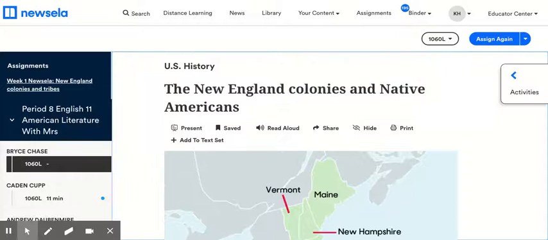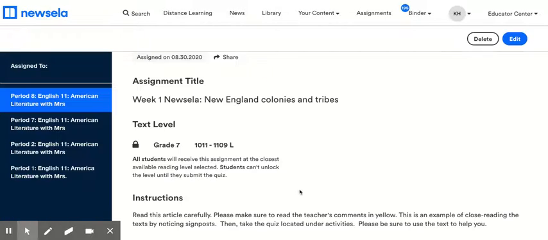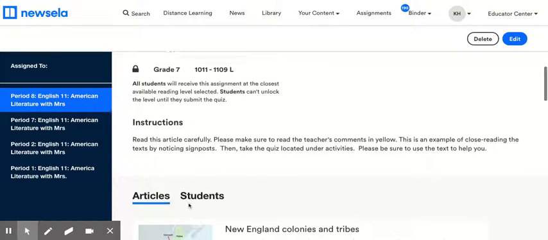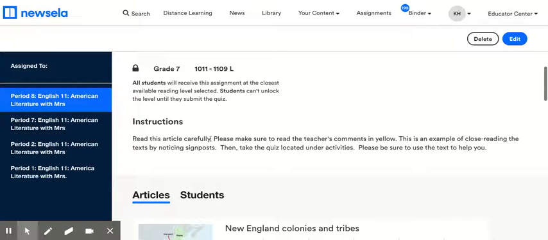I'm going to go back to the assignments, because your instructions give you a lot of information. The instruction is: read this article carefully. Please make sure to read the teacher's comments in yellow. This is an example of close reading the text by noticing signposts, and we talked in class about what signposts are. The nonfiction signpost basically gives you the main idea of that specific section. Then take the quiz located under activities, and please be sure to use the text to help you. Those are your instructions.